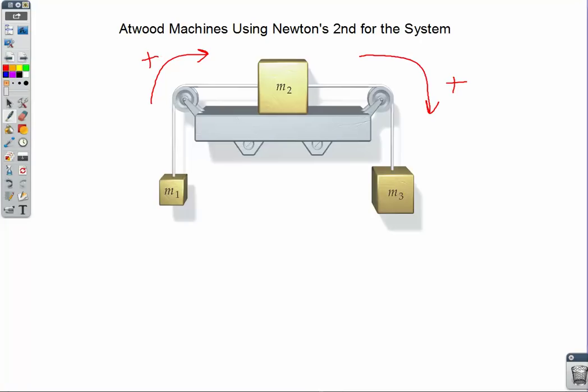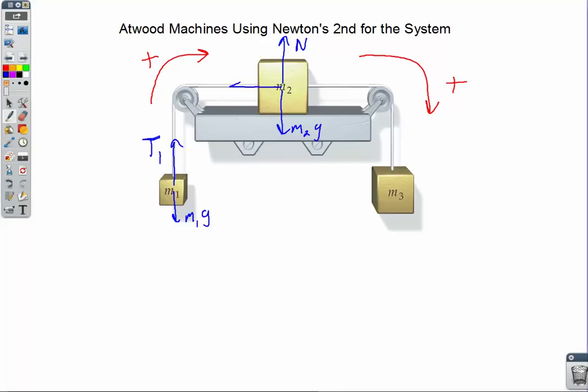Step number two always is going to be draw our free body diagram. So over here for M1, we have M1G going down, and we have, let's call this T1, the tension in this rope, going up. M1's accelerating upward because T1 is bigger than M1G. Going to M2, yes, we have M2G going down. We have a normal force going up here. Neither one of those forces is actually affecting the motion of the system here. We don't have friction between the table and M2, so those forces don't really come into play.